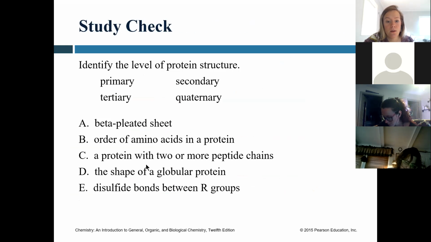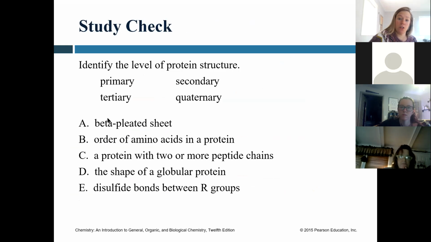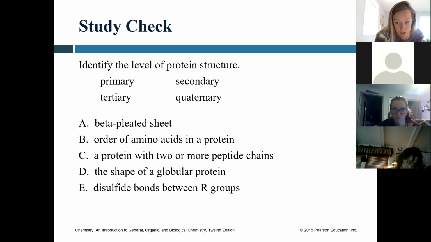Let's try a couple of these. I want you to tell me whether these are describing a primary, a secondary, a tertiary, or quaternary structure of a protein. I'll give you just a minute.